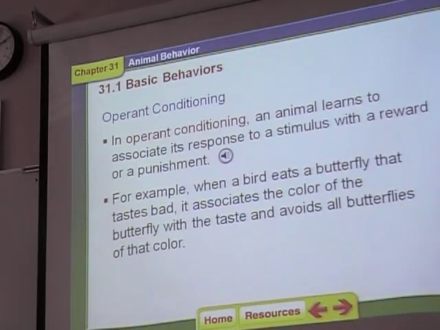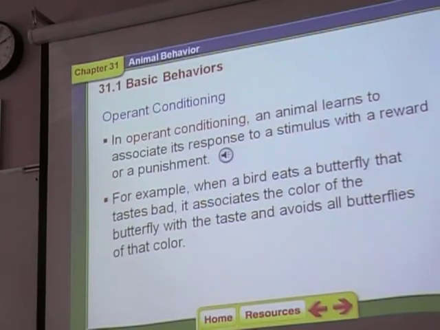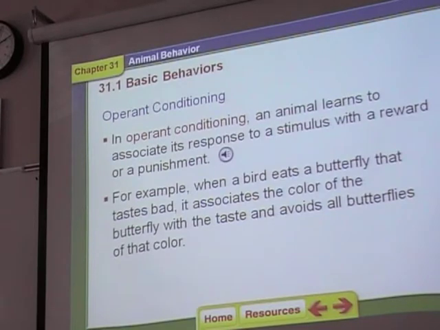For instance, a dog comes and begs at the table. If you give him food, he's going to beg again. If you slap him on the head, he's probably not going to come beg again. So the conditioning depends upon the reward or the punishment.